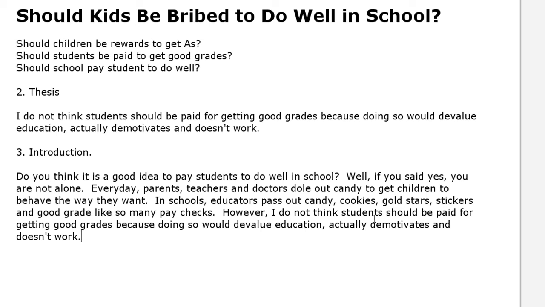Now, if we had said, I do think students should be paid for getting good grades because doing so would devalue education, or because, and then I would have my 3 reasons for that. Instead of using however, we would use therefore. So there's several different ways you can do this. Instead of doing however, we can also say on the other hand. So there's all kinds of transitional phrases that you can use to do this.